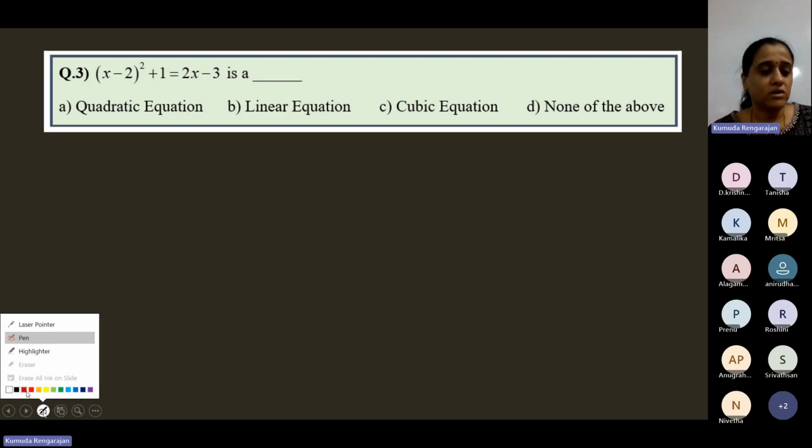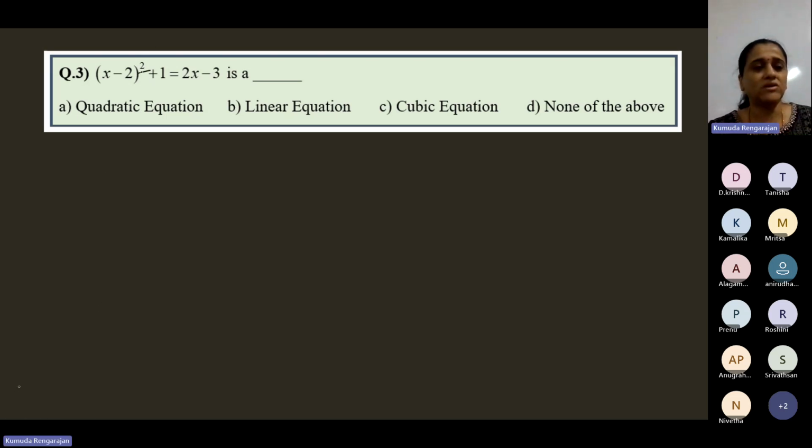Okay, I have a question now. Should we actually work? This is power 2 here, no? So directly we can say quadratic. Yes or no? We have the power 2 here, the highest power. This is 2, this is 1. So the highest power is 2. So is it quadratic? Yes or no?